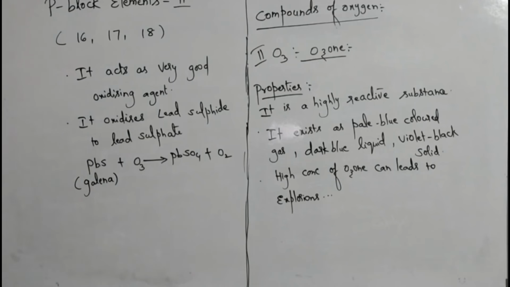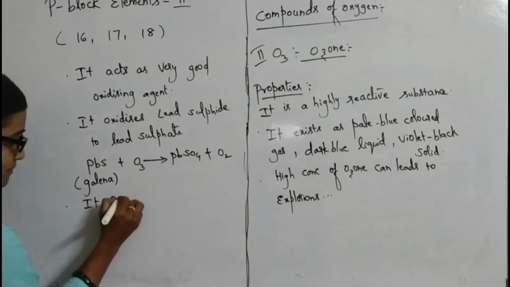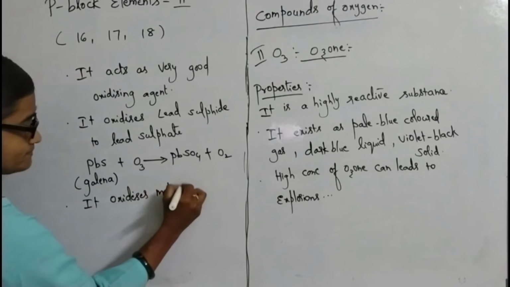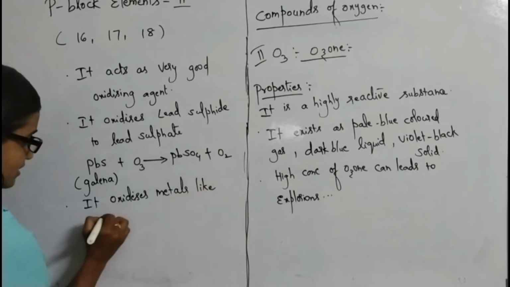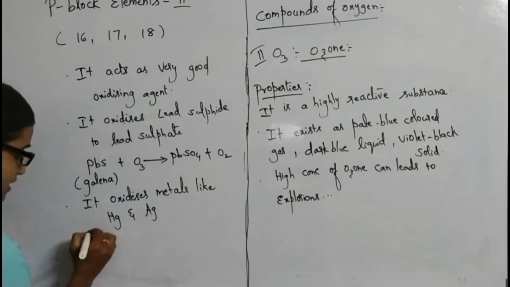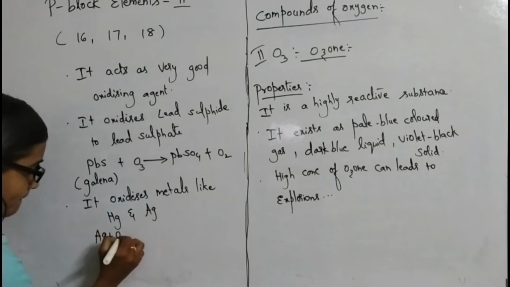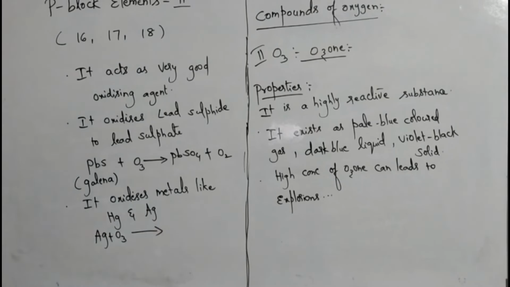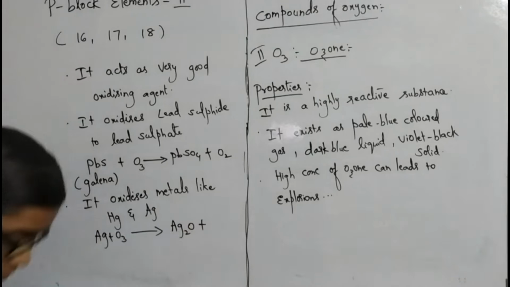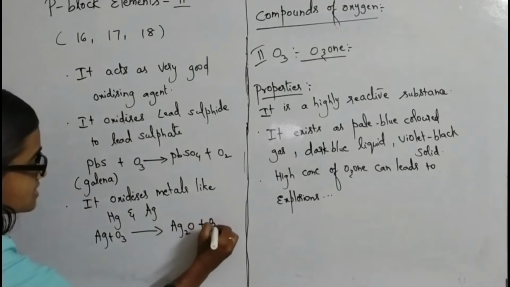Even more, it oxidizes certain metals like mercury and silver. Mercury means Hg, and silver is Ag. So Ag plus O3, silver gets oxidized. Normal atmospheric oxygen won't react with silver, but here you get Ag2O, and you will be getting oxygen gas also.